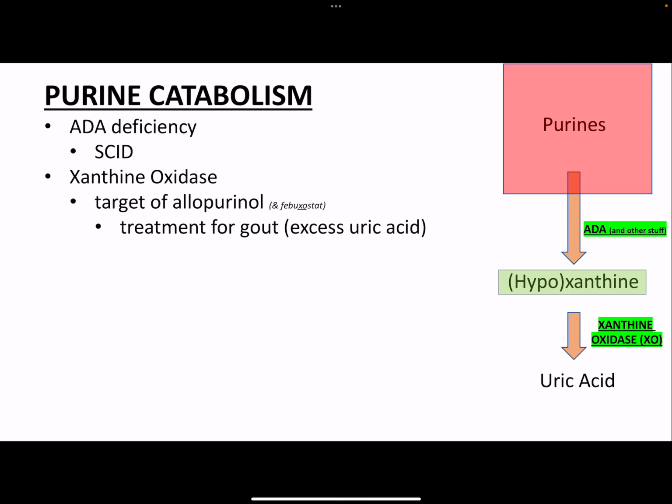So when we're breaking things down, a couple of deficiencies that you could have: an ADA deficiency, you can't break down your adenosine, it's going to accumulate and it's going to cause SCID, which we'll talk about in a second. Xanthine oxidase, this is important. It is a target for people with gout. We use allopurinol or febuxostat, which I think is less common for some reason.